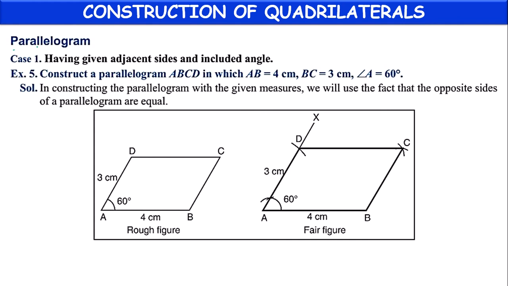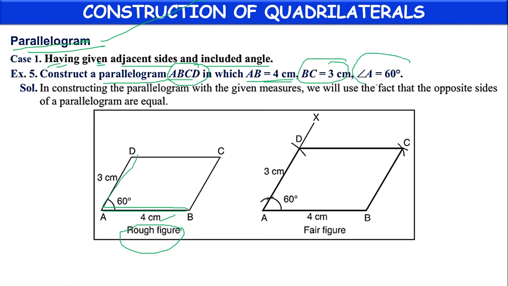So, construction of a parallelogram, children, having given adjacent sides and included angle. Here we have to construct a parallelogram ABCD in which side AB is given 4 cm, BC is given 3 cm and angle A is given 60 degrees. This is the rough figure. The included angle at the common end point is 60 degrees. So, we have to construct the parallelogram ABCD.